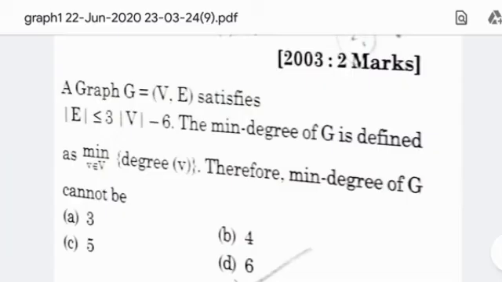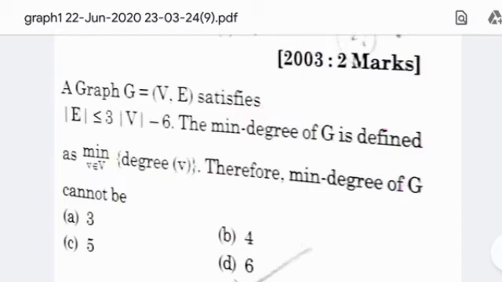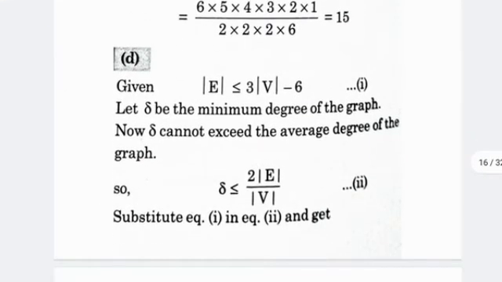Now to the next question. A graph G = (V, E), where V is the vertex set and E is the edge set, satisfies the equation E is less than or equal to 3V minus 6. The minimum degree of G is defined as this, and therefore the minimum degree of G can't be: option A 3, option B 4, option C 5 and option D 6. Now come to the solution of this question. So the right answer is option D.